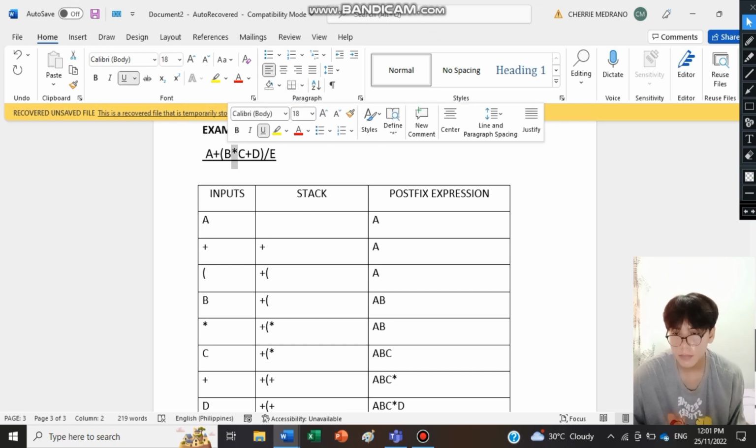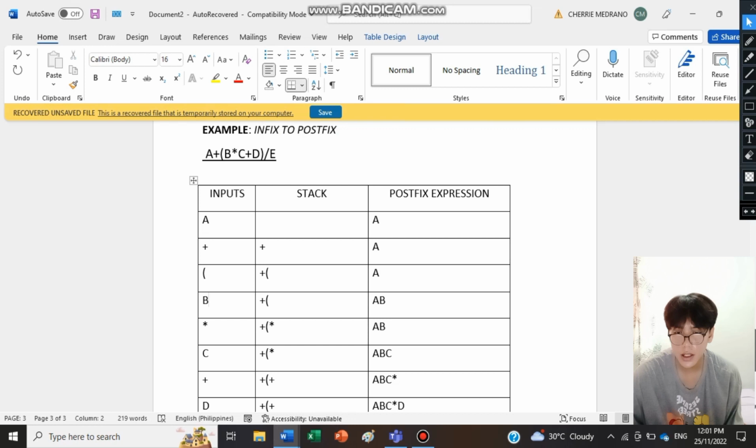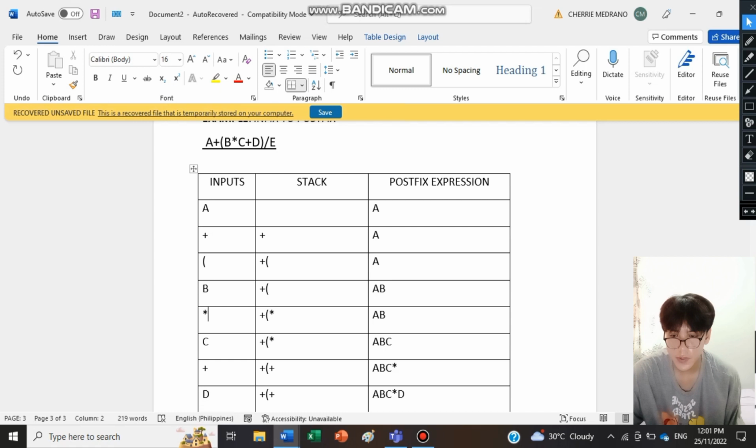Next we have the B. B is an operand, so we're going to push it into our expression string. In our stack we still have the plus operator and parentheses, and in our postfix we now have A and B. Next we have the asterisk or the multiplication. Asterisk is an operator, so we're going to push it into our stack. Now in our stack we have the plus operator, the parentheses, and the asterisk or multiplication. For the postfix expression column we still have A and B.